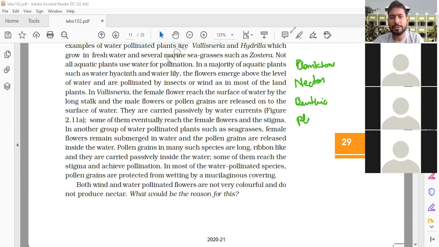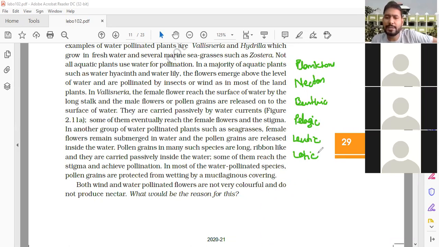This is the terminology. Pelagic, benthic. Pelagic is not looking fine, so wait, I will erase it. Benthic, another one pelagic, and lentic and lotic. Clear?